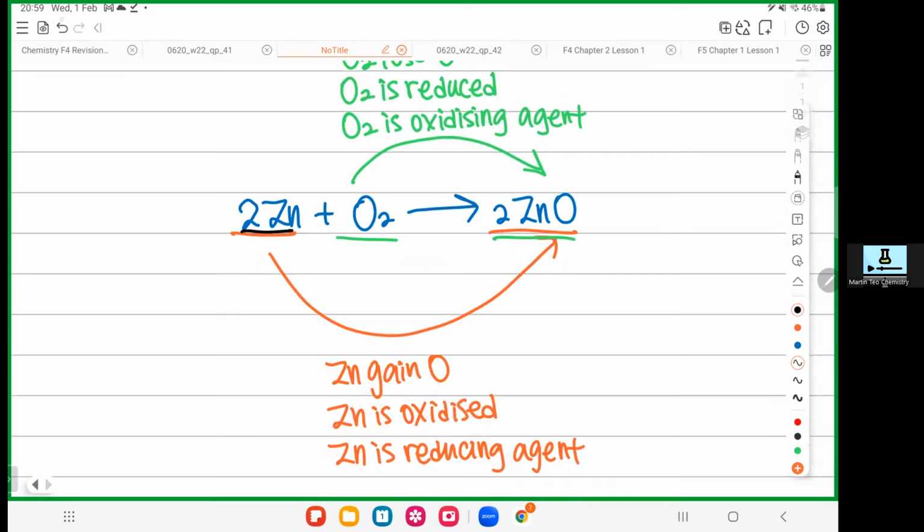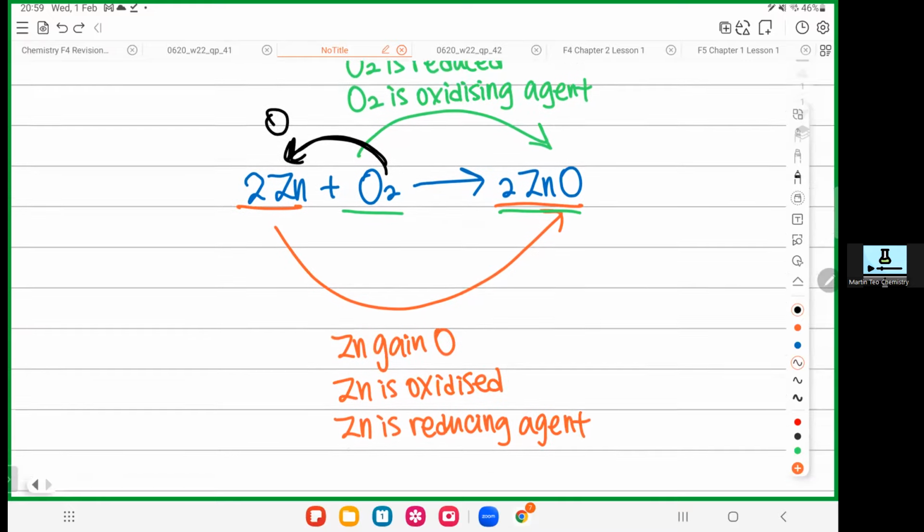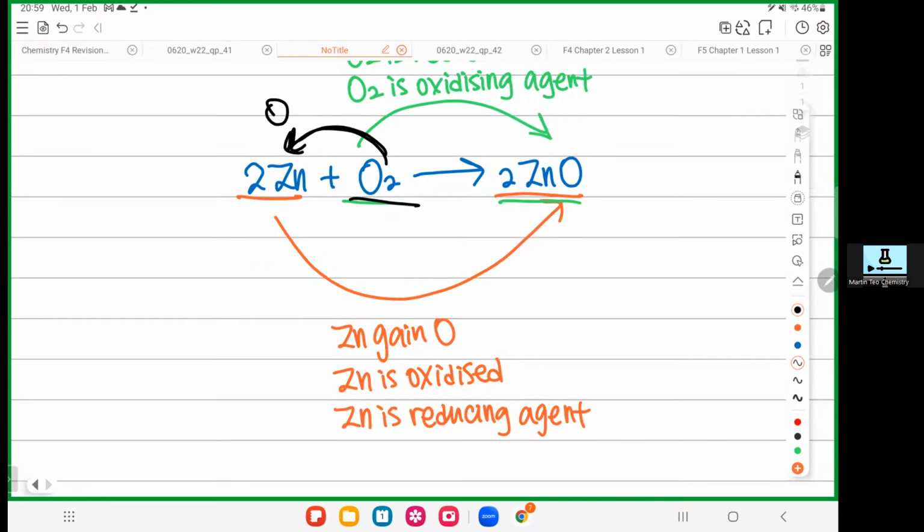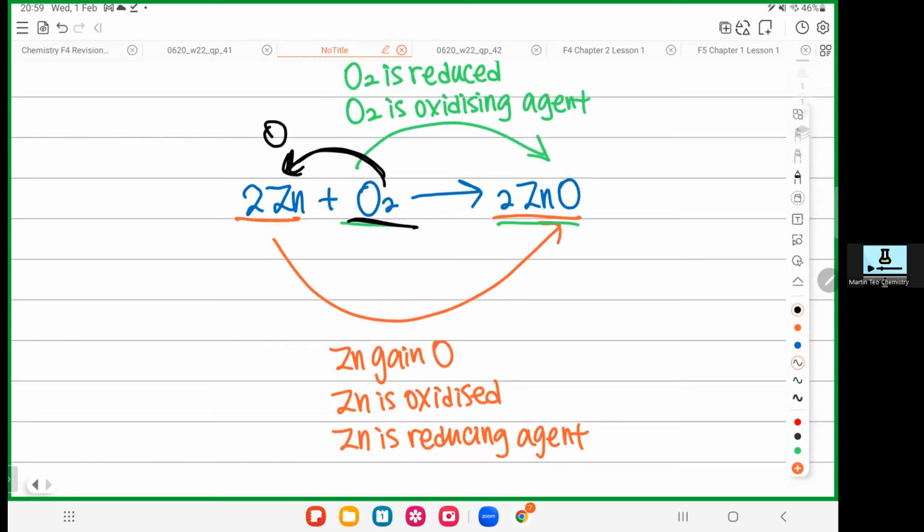Same thing, the zinc will take one oxygen from O2. So when zinc takes one oxygen from O2, zinc will let the O2 lose O. When I let other people lose oxygen, I let the oxygen undergo reduction. When I help this oxygen lose oxygen, I am the reducing agent. Makes sense, right? Zinc is the reducing agent. Why? I let the O2 undergo reduction. How? I take away O from the O2. When I let the O2 lose oxygen, the O2 undergoes reduction. That's what happened.